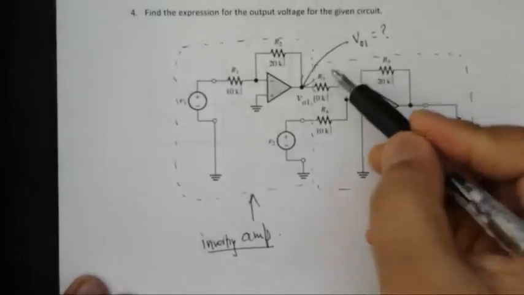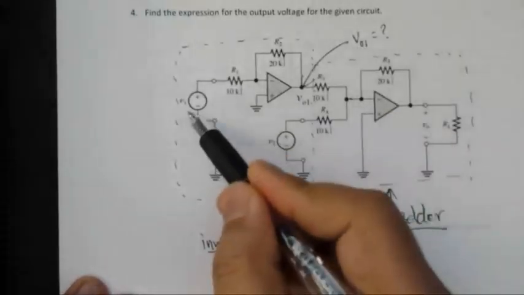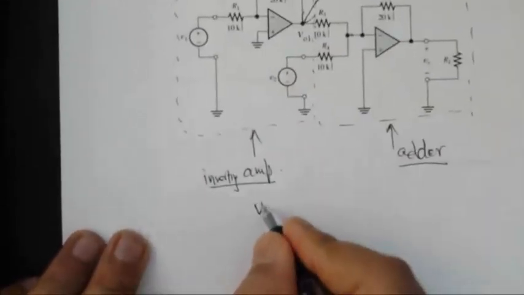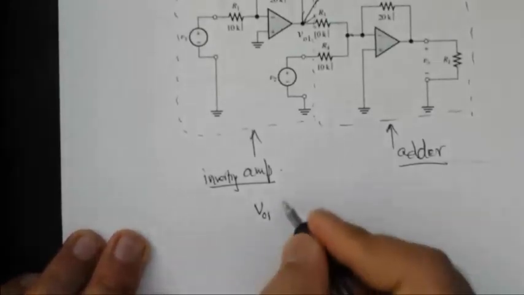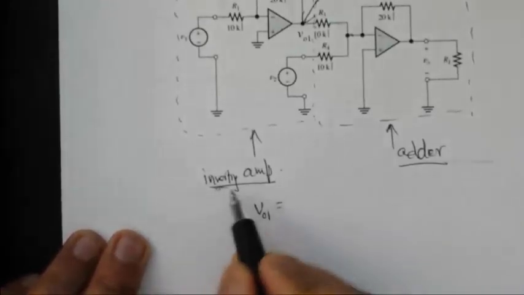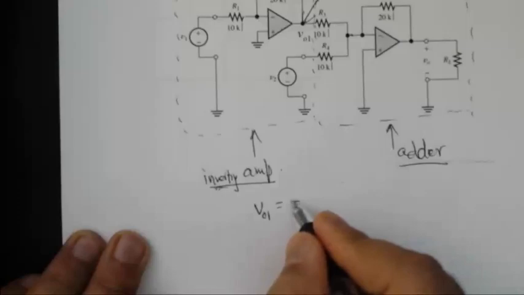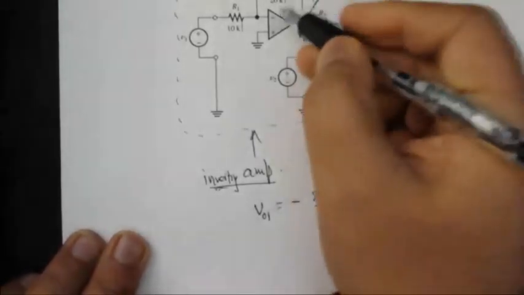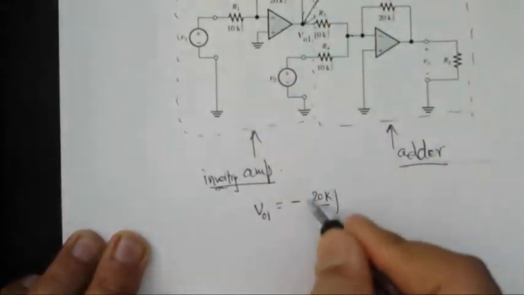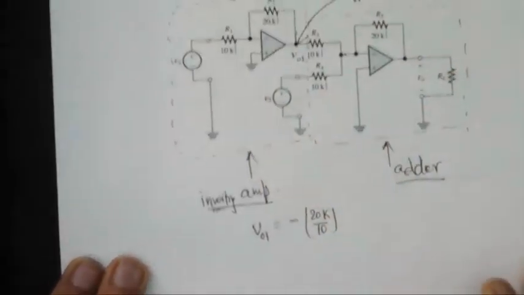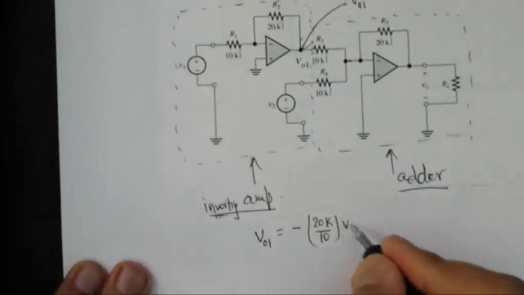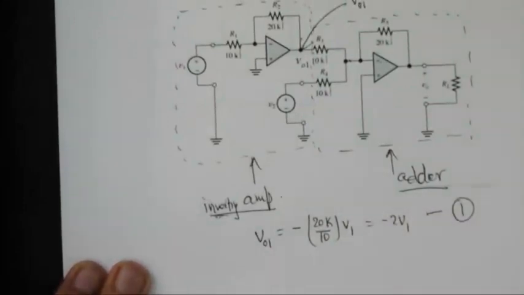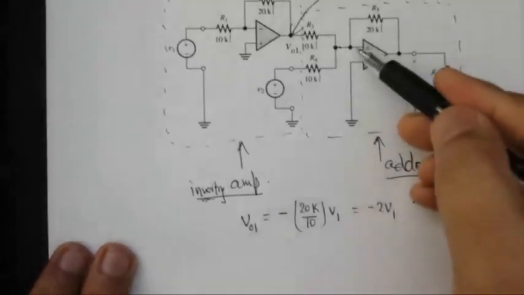So first our job is to find VO1 in terms of V1. We know this is an inverting input, and if you remember from the previous problem, VO1 for an inverting amplifier is negative, here in this case 20k, this resistance divided by that resistance, or you can just do KCL here if you don't remember the formula, times V1. So that's negative 2 V1. Let's call it equation number 1, because we're going to need that for here.